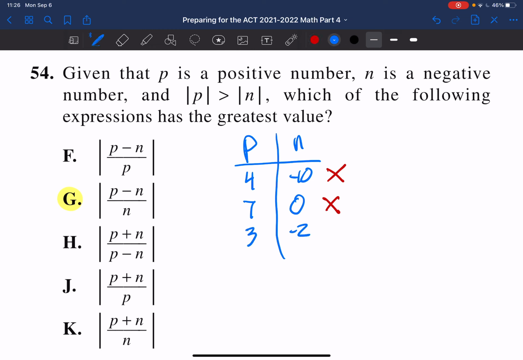But if I did 3 and negative 2, this one indeed works. Because the absolute value of each of these for p is actually bigger. So now the question is, well, if I plug these numbers in, which of these expressions ends up giving the largest number? And as it turns out, letter G is the expression that turns out to be the biggest.